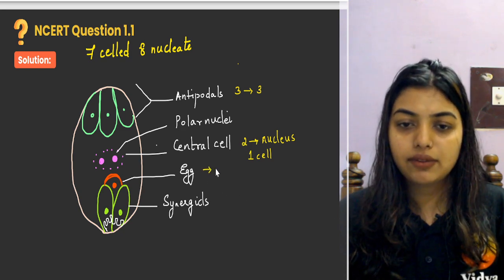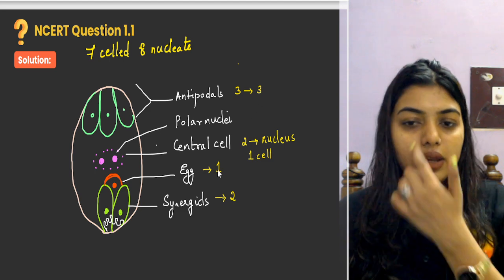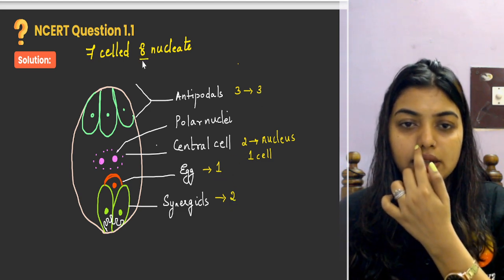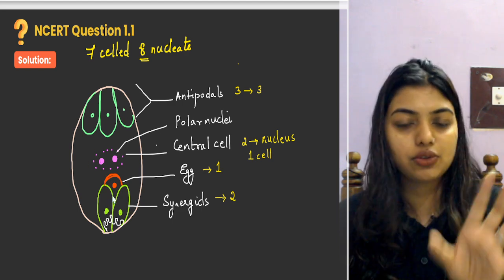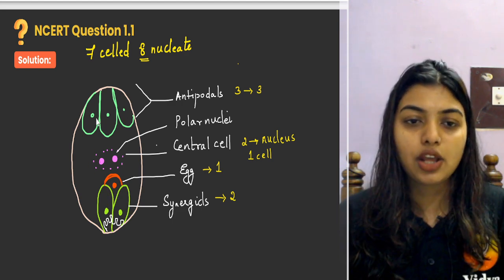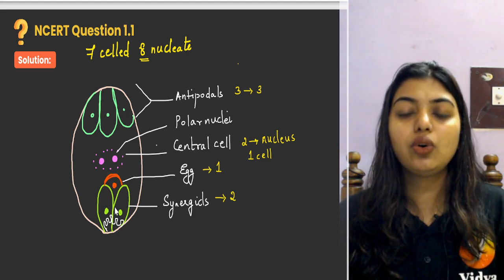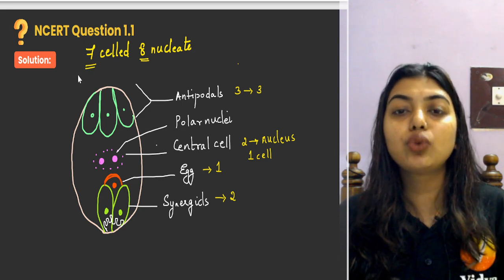Now the egg will have 1. Synergids will have 2. So 3, 4, 5, 6, 7, 8. 8 nucleate, no doubt, ma'am, 8 nuclei are there. 1, 2, 3, 4, 5, 6, 7, 8. Cells, ma'am, 7 cells. 1, 2, 3, 4, 5, 6, 7. So this is why we call our embryo sac a 7-celled 8-nucleate stage.